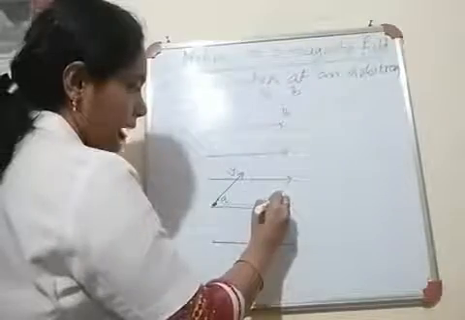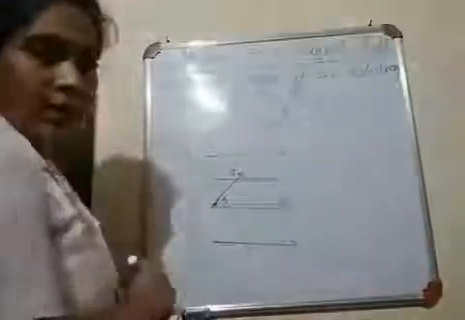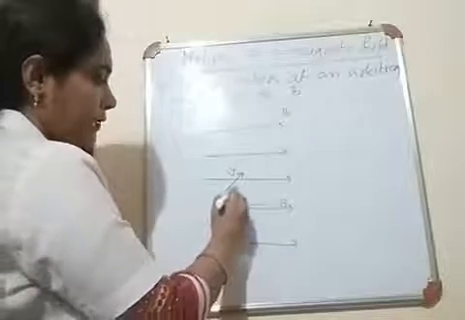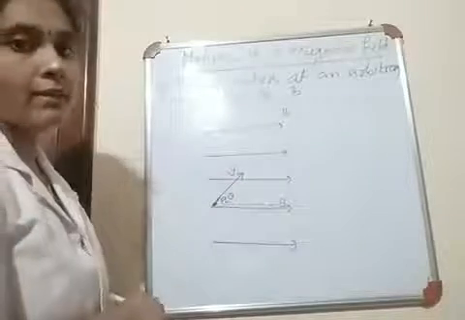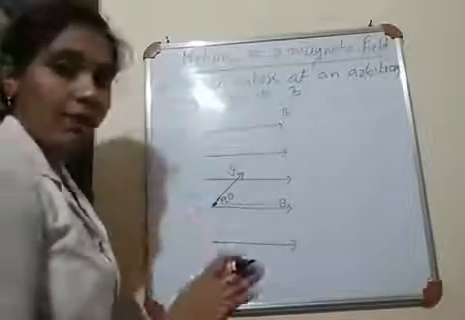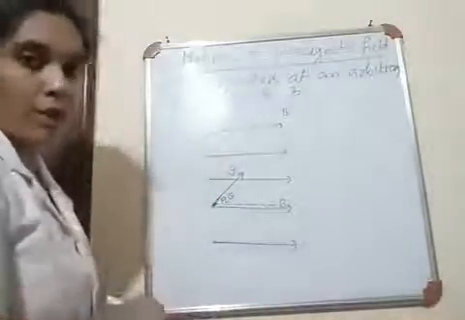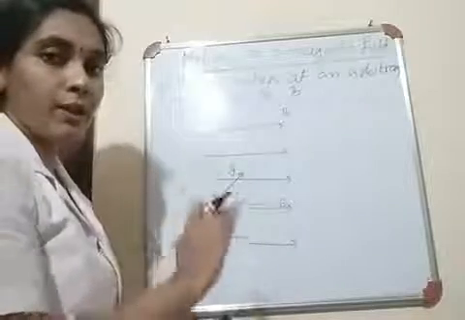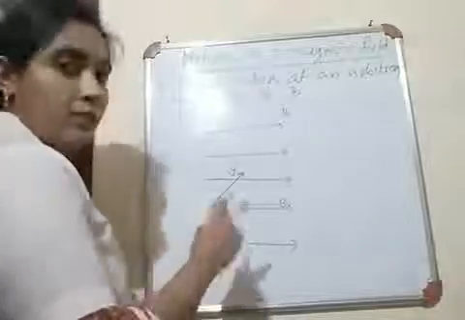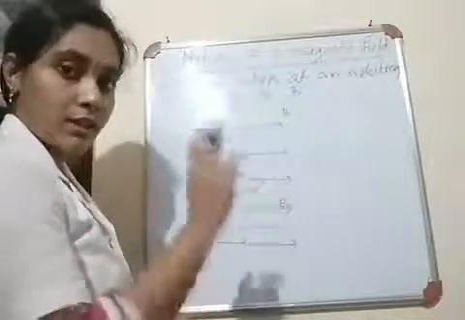So this is the direction of the magnetic field, and it is entering into the magnetic field at an arbitrary angle theta. So here we need to resolve our velocity into two components. Then only we will be able to find out the path of the particle in this case. So for that we need to resolve our velocity into two components.